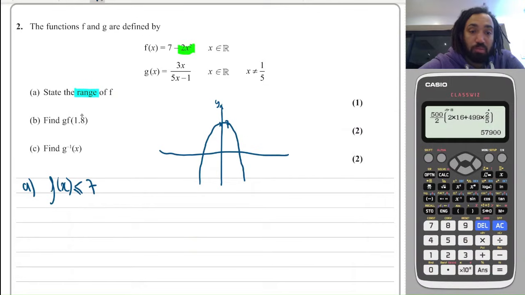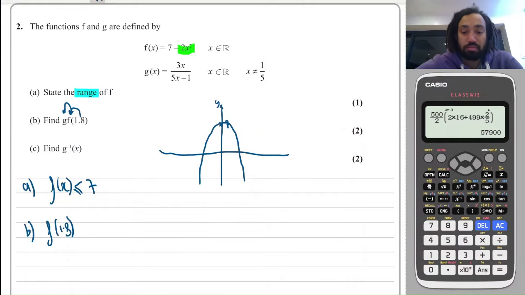This one is a composite function. It asks us to work out g f of 1.8. So I'm going to put 1.8 into f, and then I'm going to put that answer into g, like that. So the first thing I need to work out is f of 1.8. So I go to my calculator, and I type in 7 minus 2 times by 1.8 squared, and that's going to give me 13 over 25.